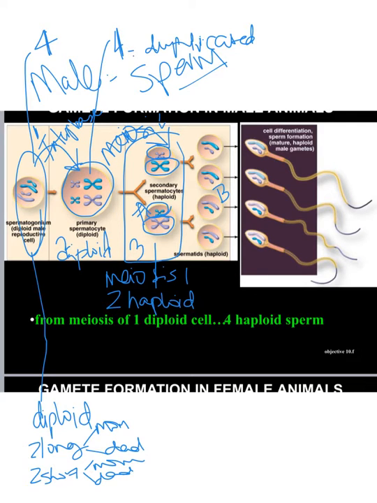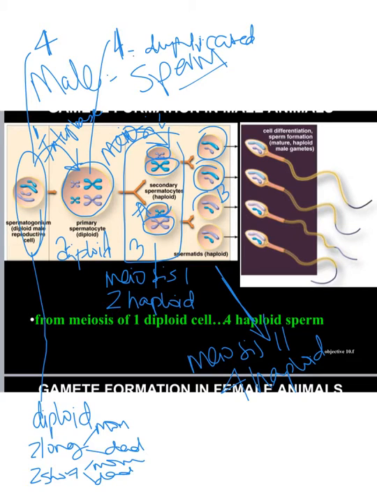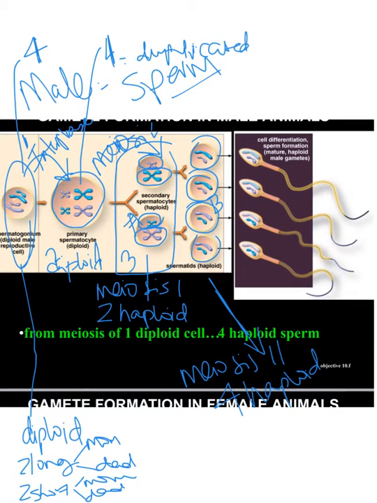Now from 3A to 3B, we undergo meiosis 2, and we now end up with 4 haploid cells, 1, 2, 3, 4, and they each have 1 of each type of chromosome. So 1 long, 1 short, 1 long, 1 short, 1 long, 1 short, 1 long, 1 short. These cells, which are called spermatids, eventually develop into fully mature sperm once they undergo differentiation.